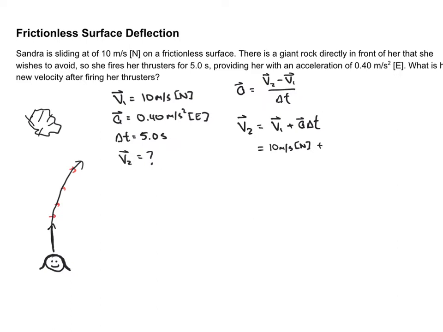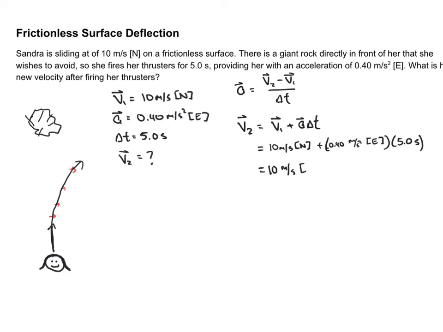So it's going to be 0.40 meters per second squared east times the time of 5.0 seconds. So when we write out the units here, I'm just going to take this one extra step. What is meters per second squared times seconds? Well, one of the seconds would cancel out, leaving us with meters per second. I was talking about the second term there.